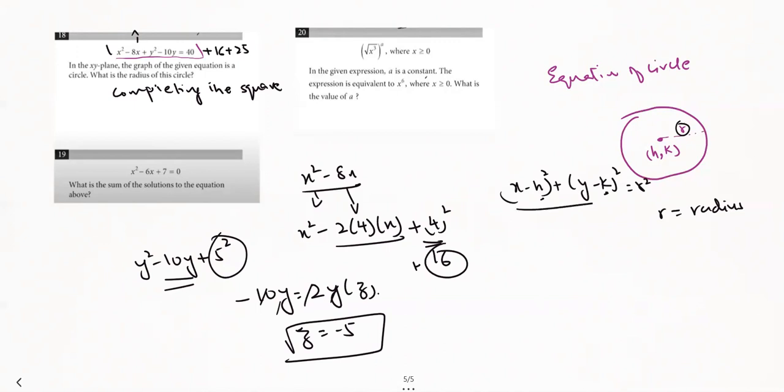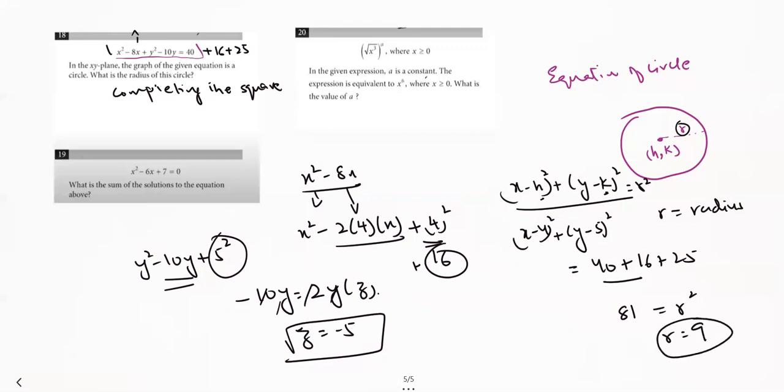Now this equation should be written like this. Now it has been converted. This can be written in terms of x: x minus 4 whole square. y can be written as y minus 5 whole square. And this is equivalent to r square. Now what is r square? So r square is 40 plus 16 plus 25. 40 plus 16 is 56, plus 25 is equivalent to 81. So 81 is equal to r square, then r is equivalent to 9.